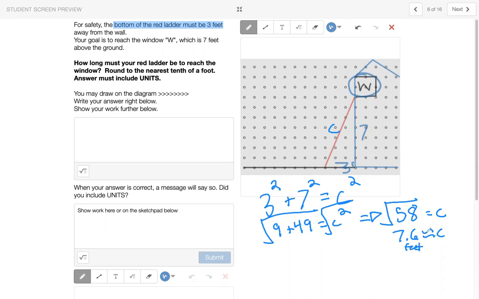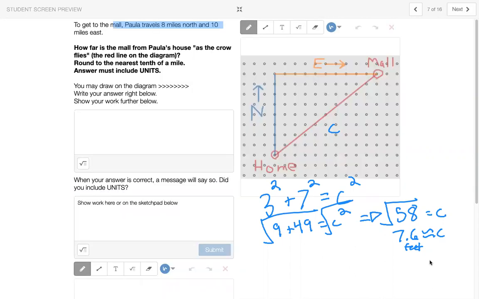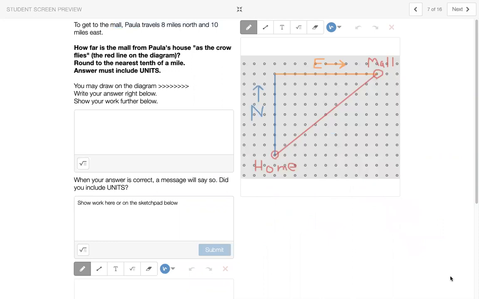And if you use a calculator, I think this is approximately 7.6 units, or in this case, 7.6 feet. Luckily, Desmos will tell you if you're on the right track or not, so use this to help you out. Lo and behold, we got it. I showed the work here. Let's keep it going. Take a moment, pause the video, read through this, try it on your own.